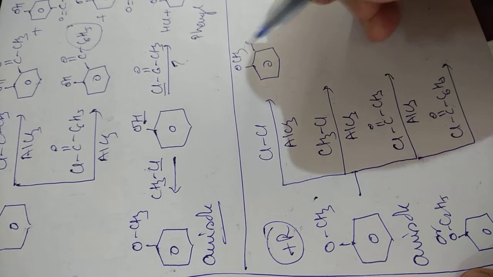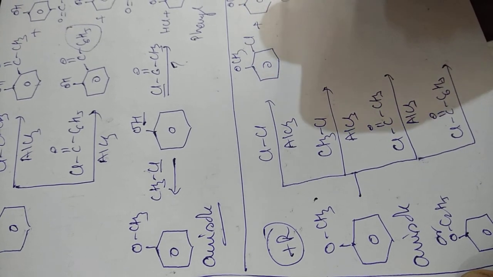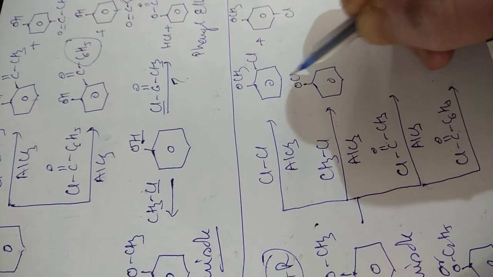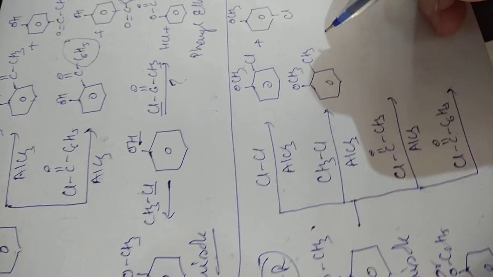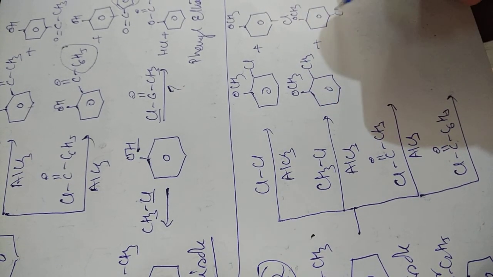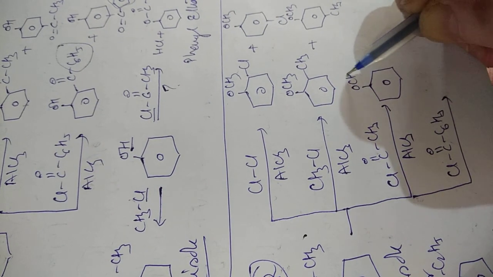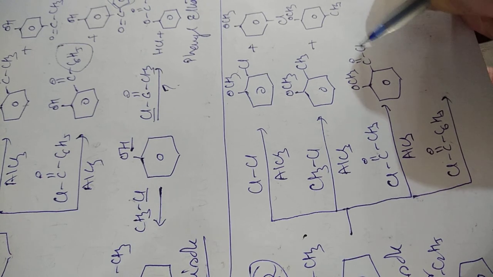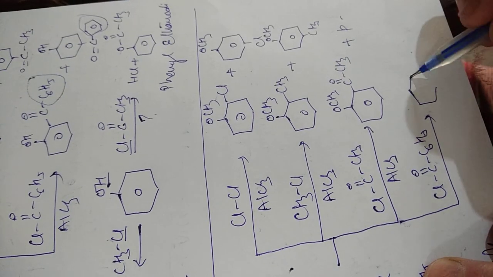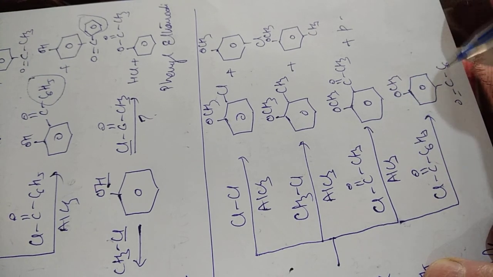You can see the ortho-para product will form. Here also the electrophile will be CH3 plus. So CH3 plus will go at ortho and para. In the acetylation also the acetyl group will come at ortho and para, and with benzoyl also the ortho and para products will form.